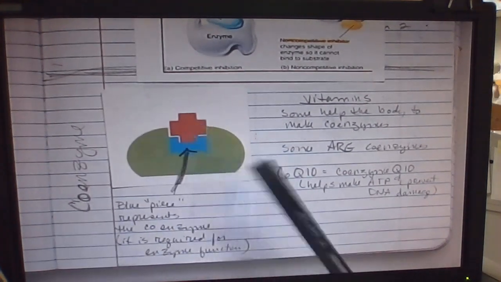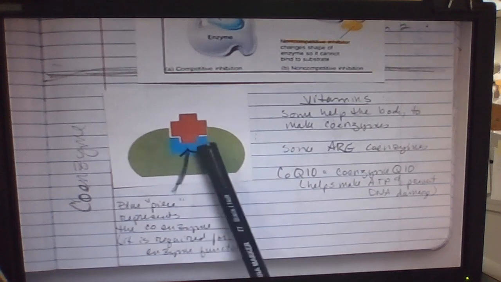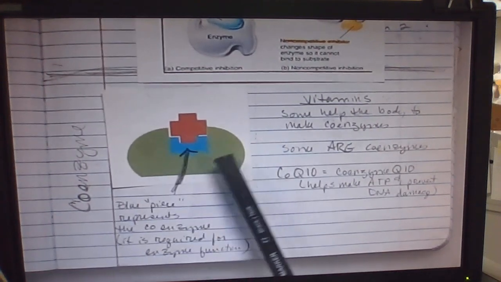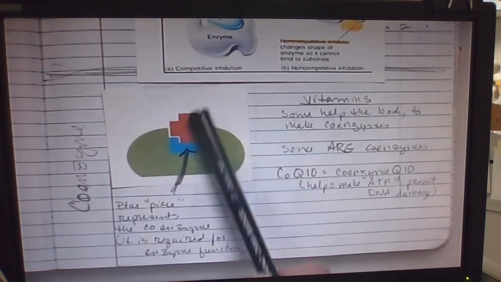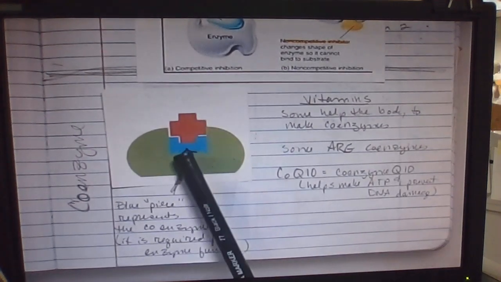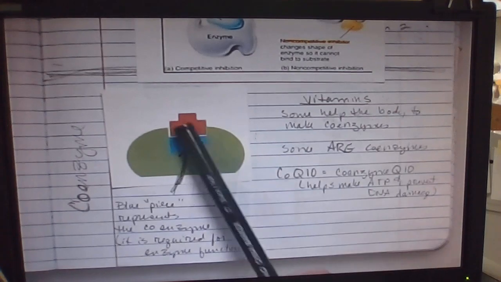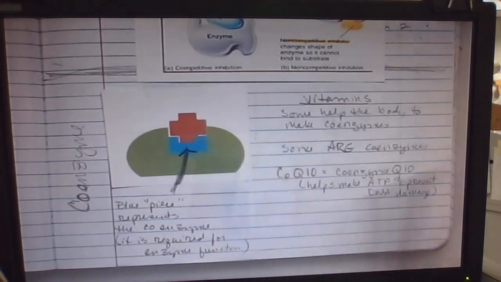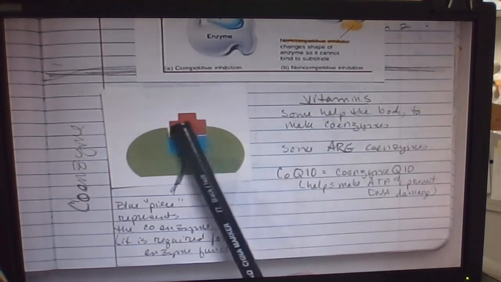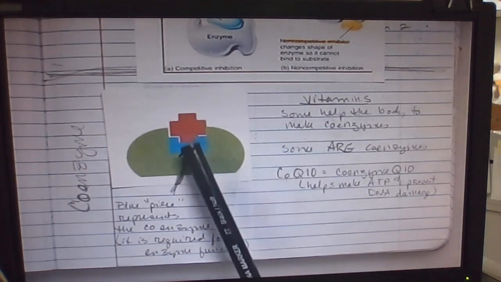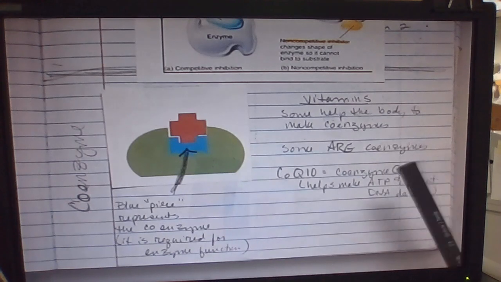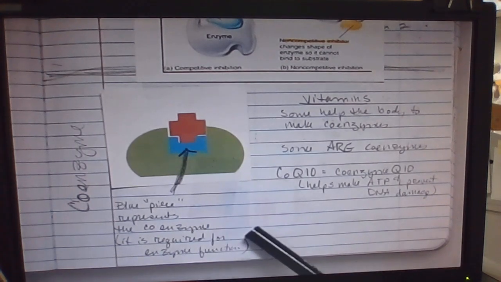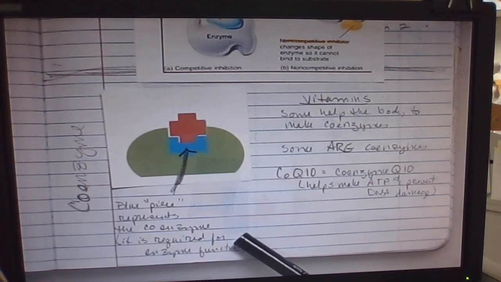Coenzymes. The blue piece is a coenzyme. It is allowing this enzyme to accept this substrate because it's changing that shape just a little bit. These guys have to work together in order to bond to the enzyme. Coenzyme is not a substrate. This is still just a substrate, but it requires that coenzyme in order to bond with the enzyme. So the blue piece represents the coenzyme, and it's required for that enzyme to function.